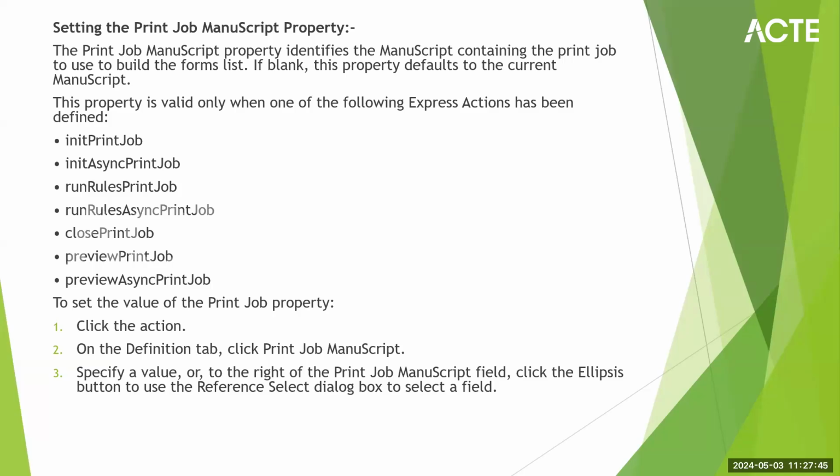If you want to set any of these properties to the particular print job, then you need to click on the action on the definition tab, click on the print job manuscript, specify a value, or to the right of that click the button and map the current field which is already existing.